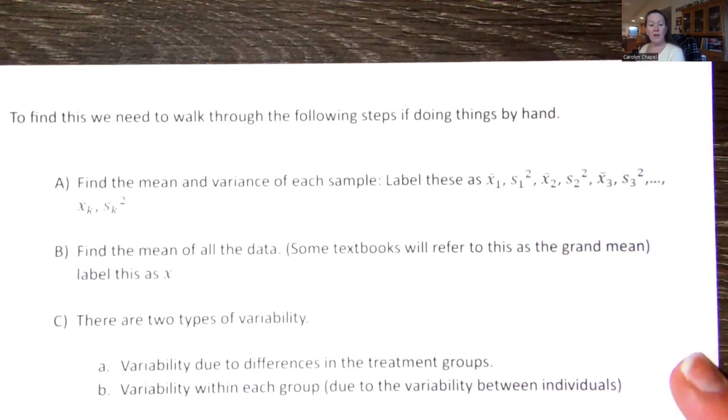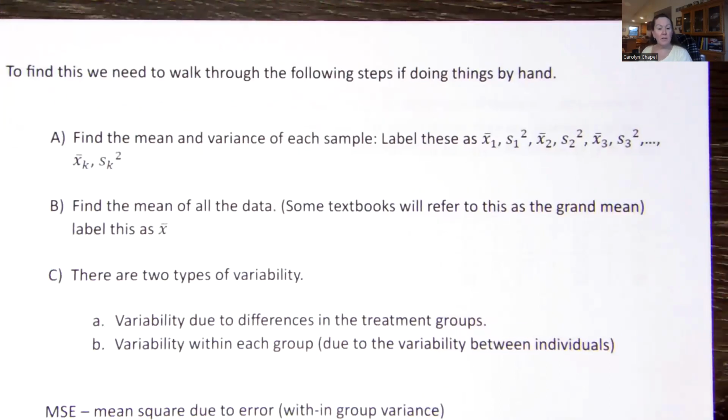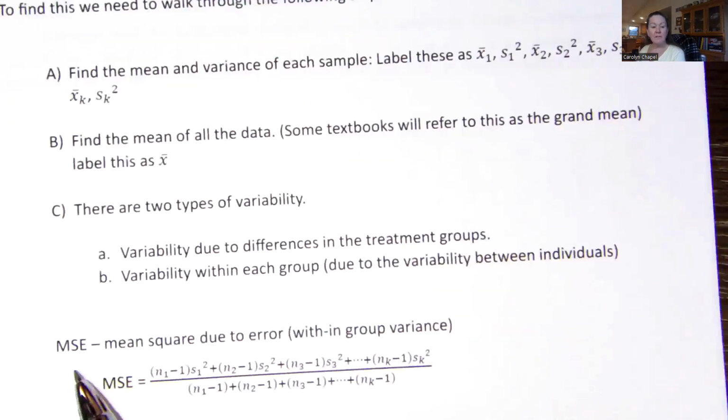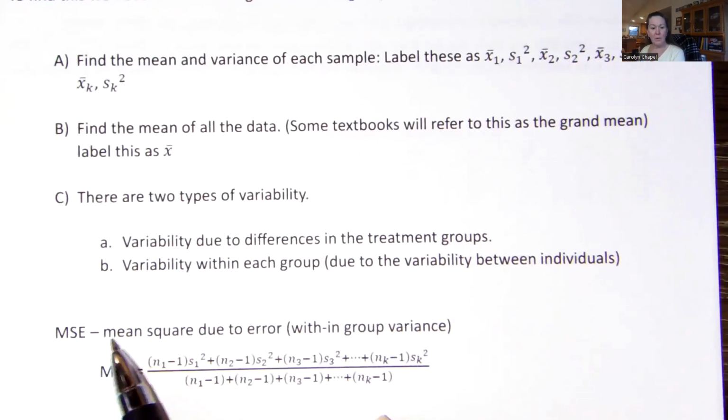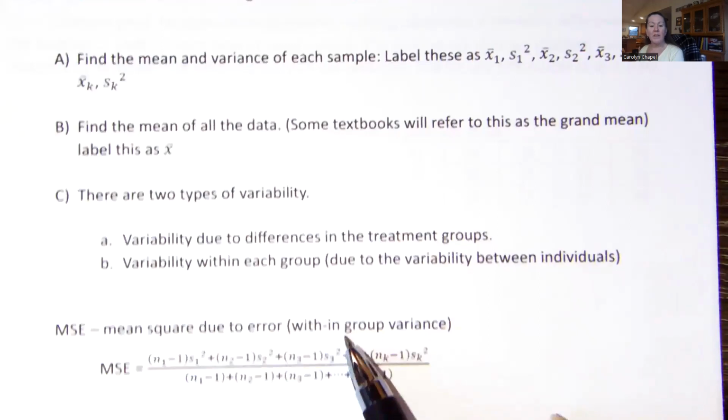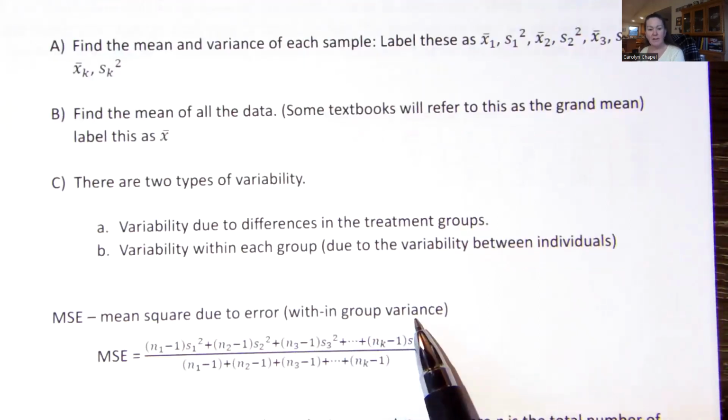And we're going to be looking at the 2 types of variability. First, the variability due to differences in the treatment groups, because you're doing a different thing to each group. So one group is going to get this, another group is going to get that. So there's going to be some variability between the groups themselves just because of the treatment that's done on them. There's also variability within each group due to the differences between people or between objects, whatever we are measuring. So this mean square error is our within the group variance.